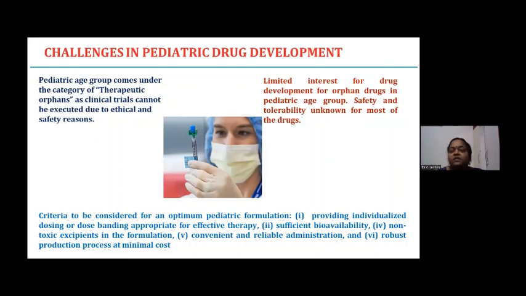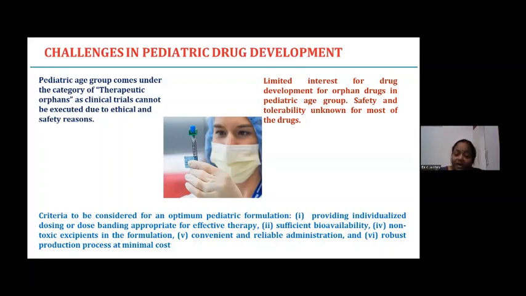Pediatric age groups come under a category called therapeutic orphans because clinical trials cannot be easily executed as in adults because of certain ethical and safety issues. And they also come under a category called orphan drugs in the pediatric age group because the safety and tolerability is really unknown for most of the drugs.